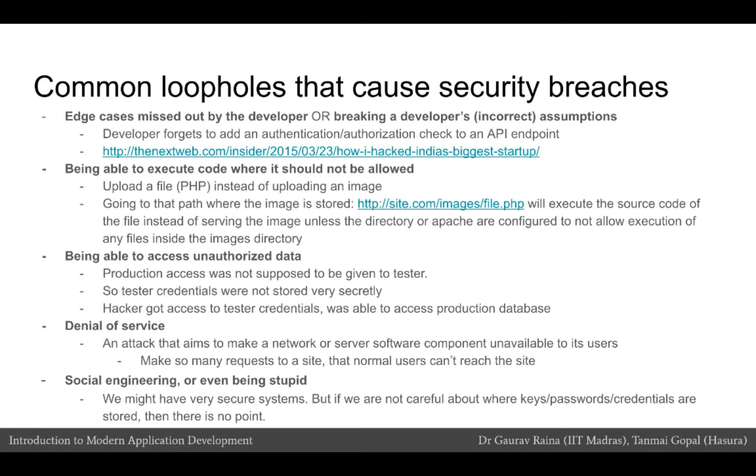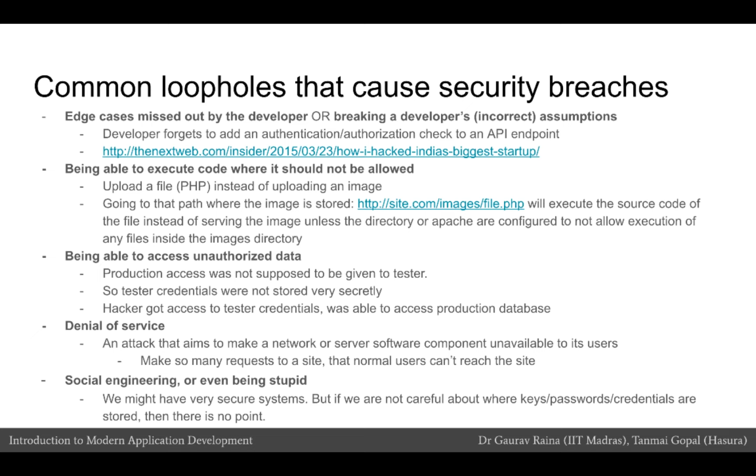The fourth kind of loophole, which is often outside the control of developers or the organization, is a denial of service attack. A denial of service attack is a kind of attack by hackers that aims to make either a part of a network or the server software unavailable to our users. A typical way of doing this is that hackers would make so many requests to our site that normal users will not be able to reach the site because the site is overloaded.